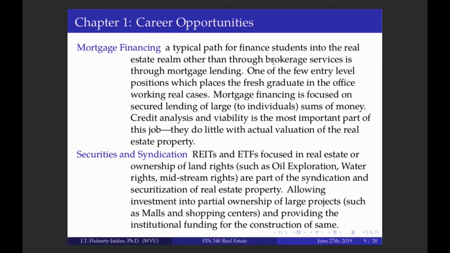Securities and syndication has to do with REITs and ETFs. We'll talk about these in greater detail later. They allow partial investment into large real estate projects, and they also allow for the funding of those large real estate projects. So something like a super mall, Pittsburgh Mills, up near Pittsburgh, is a very large real estate project that cost several hundred million dollars. And it required a syndication of loans and investment products from other banks to come together and fund that project so it could be built.